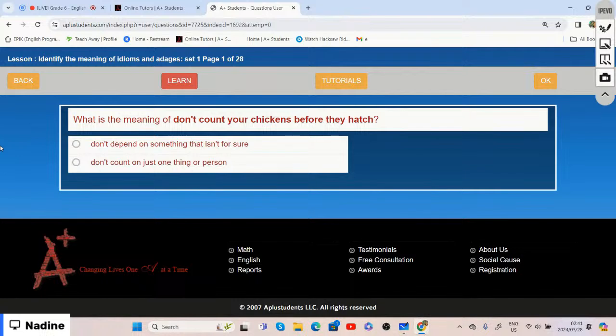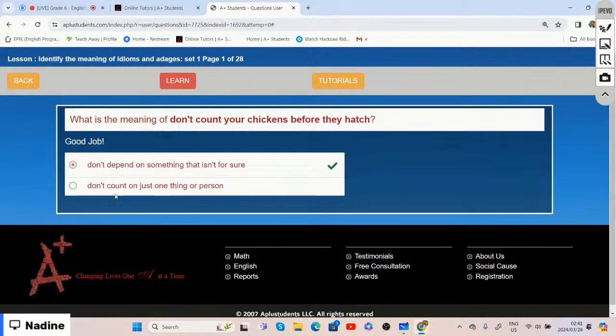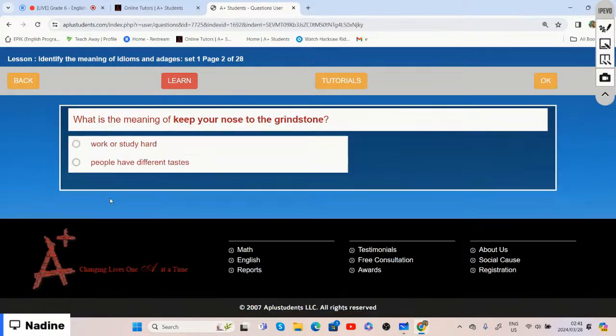So it says don't depend on something that isn't for sure, or don't count on just one thing or person. Let's go to the first one. Most of you said one. It's actually a balance of one and two, right? So we're going to the first one. So the first one is correct.